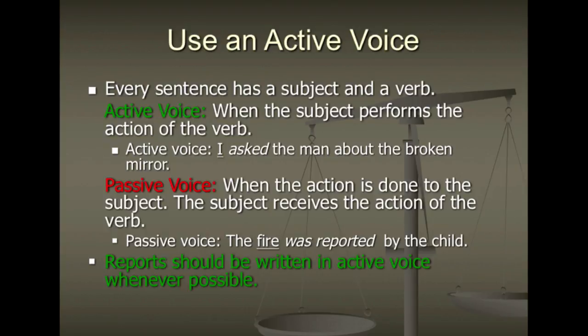Okay, use active voice. Now, this is important in understanding how active voice works, okay? Now, every sentence has a subject and a verb. We know that. That's what makes a sentence. A sentence has to have a noun and a verb, okay? So when the subject performs the action, the verb is active voice. So active voice is, I asked the man about the broken mirror. Okay, that's active voice. Now, passive voice gets all wordy, okay? That's when the action is done to the subject, okay? So passive voice: the fire was reported by the child, okay?